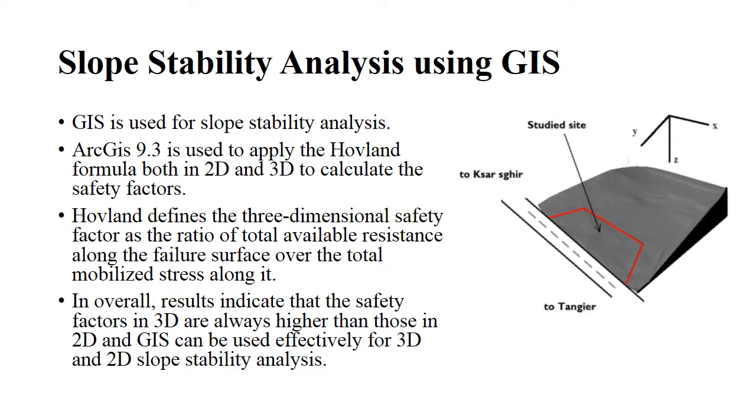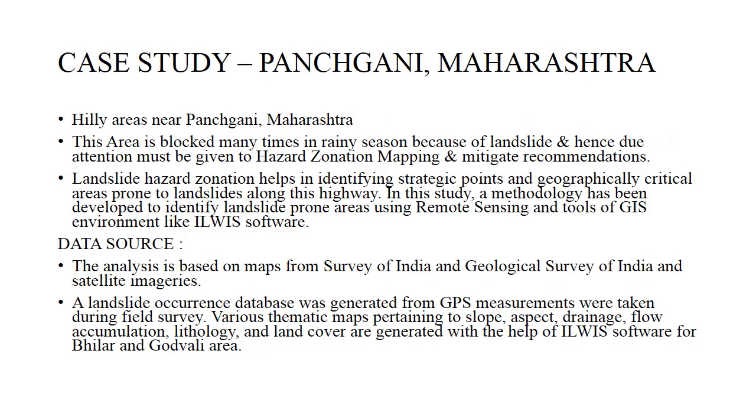Using this safety factor, we can know whether the slope is stable or not. If you see amongst 2D and 3D, the safety factors in 3D are always higher when compared to those of 2D. So GIS can be used effectively for 3D and 2D slope stability analysis. Using the slope stability value, we'll get to know which part of this site is more prone to landslide. So we'll do a case study with Panchgani, Maharashtra.